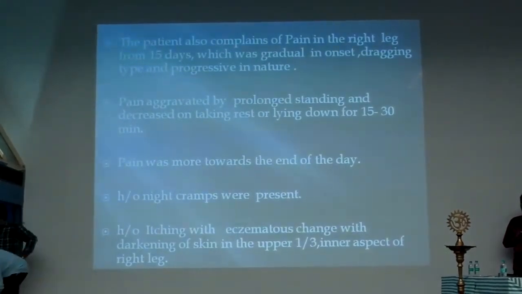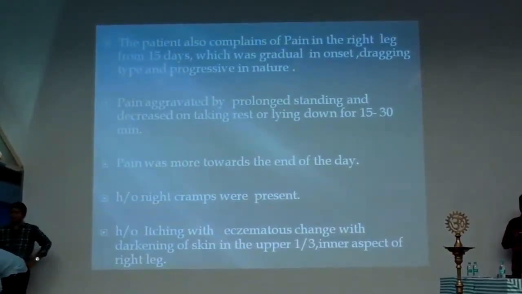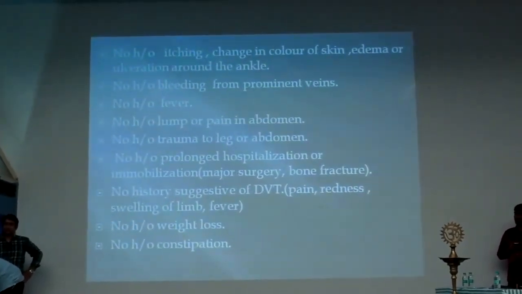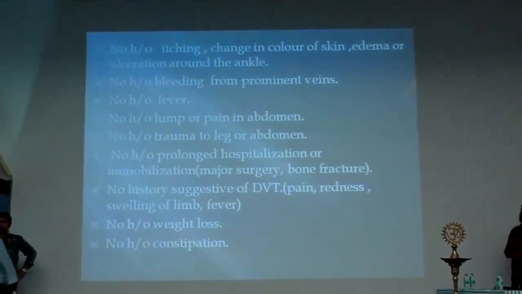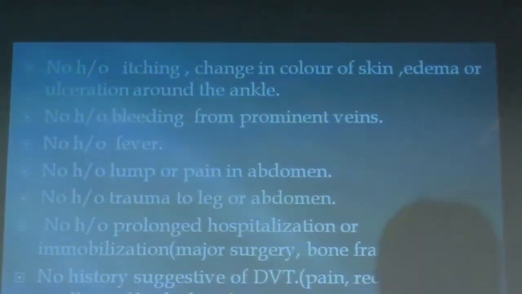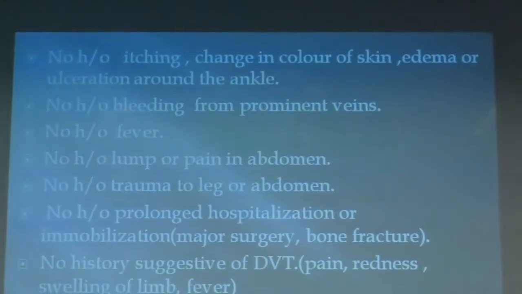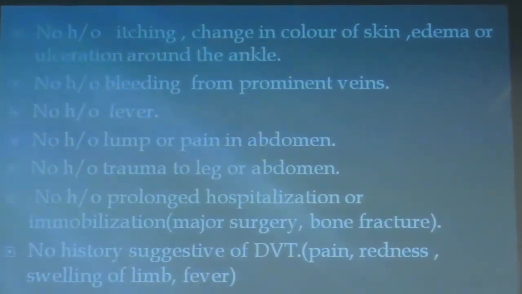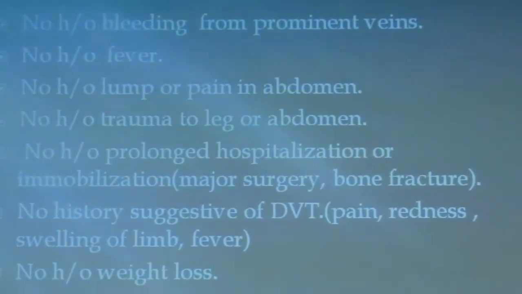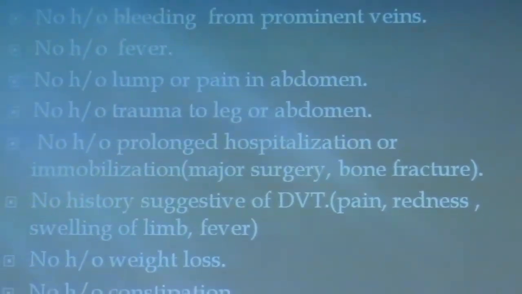History of itching with eczematous changes and darkening of the skin over the upper third inner aspect of the right leg is present. No history of itching, color change, edema, or ulceration around the ankle, no history of bleeding from prominent veins, no history of fever, no history of lump or pain abdomen, no history of trauma to the leg or abdomen, no history of prolonged hospitalization or immobilization in the past, no history suggestive of DVT, no history of weight loss and no history of constipation.